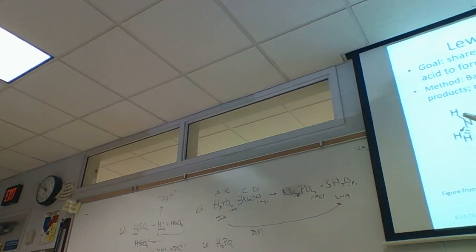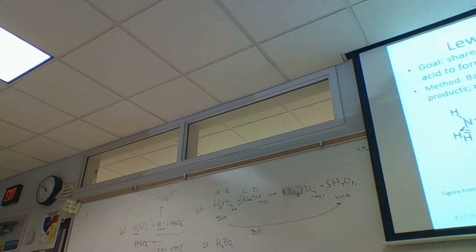Like, for example, this. Ammonia is a base. Well, it's a Bronsted base and a Lewis base, but BF3 turns out to be a good, strong Lewis acid. And the difference is in the definition. A Lewis base is an electron pair donor. A Lewis acid is an electron pair acceptor.